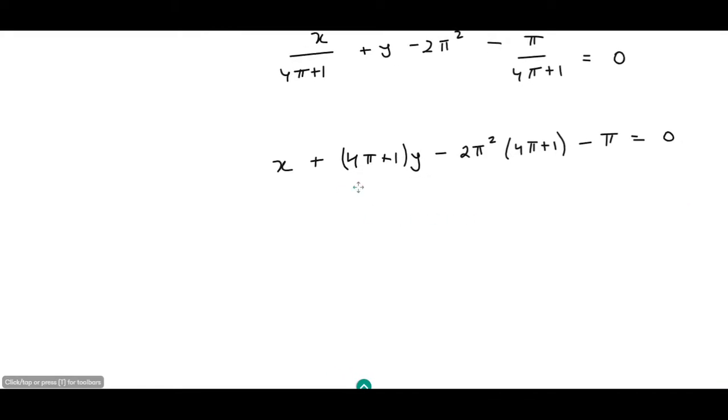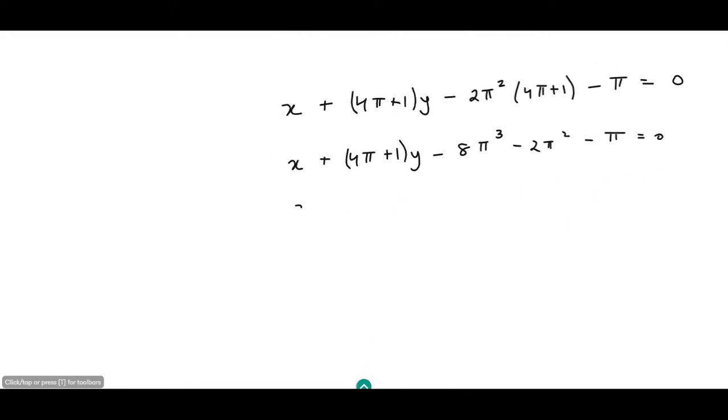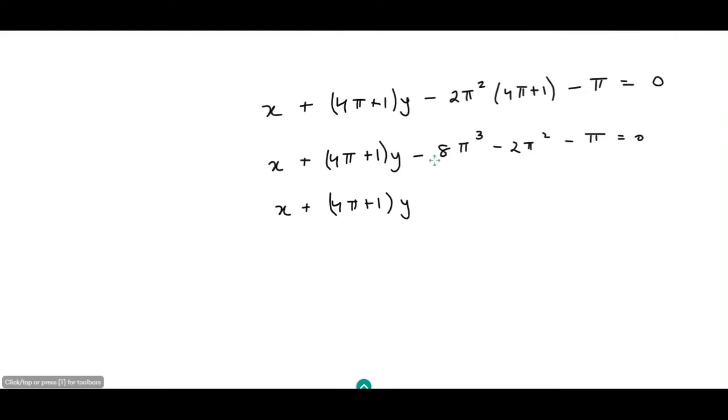Okay, and now we're almost there. We just need to rearrange a little. So okay, expanding this, I get minus 8π cubed minus 2π squared. So that's this expanded, and then minus π equals 0. Okay, so then (4π plus 1) y, I'm almost there, and then from these 3 terms, I'm going to factorize out minus π, and what I'll be left with is 8π squared plus 2π plus 1 equals 0.